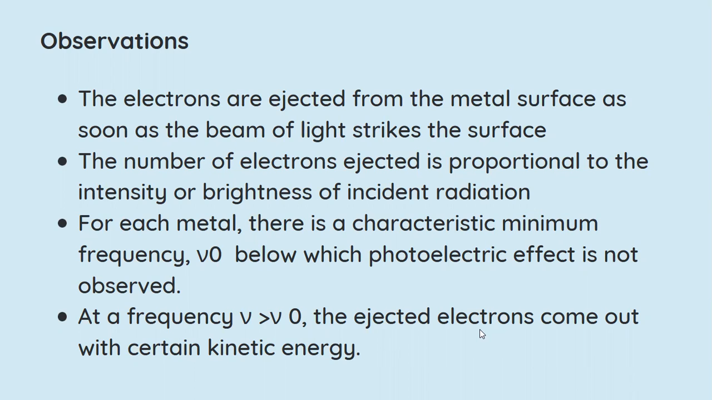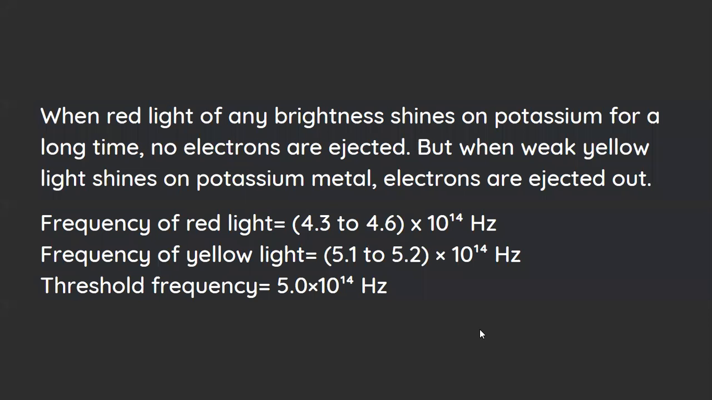The issue with all of these observations is that they could not be explained with the normal classical physics that they knew. According to it, the energy depends upon the brightness of light. In other words, the number of electrons ejected and the kinetic energy should depend upon the brightness. But as we know, the kinetic energy depends upon the frequency and not the brightness or the intensity of the incident light.